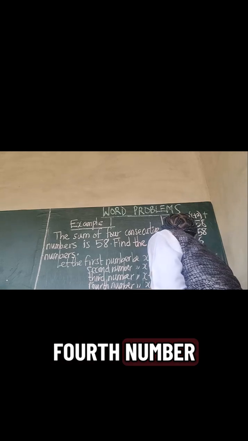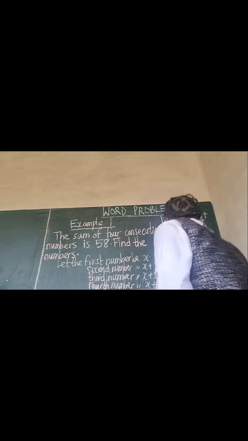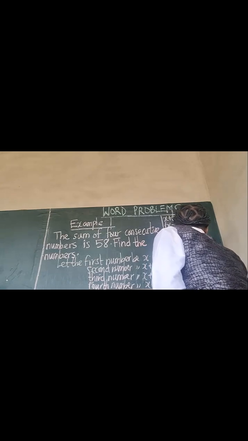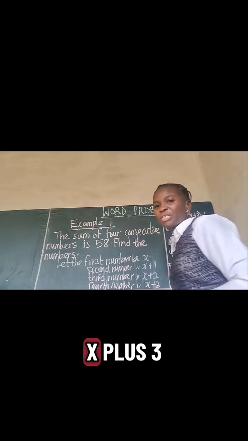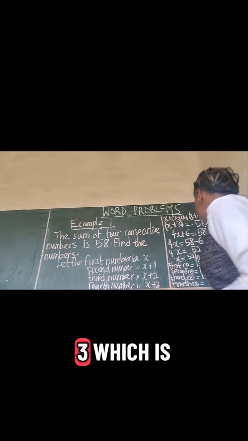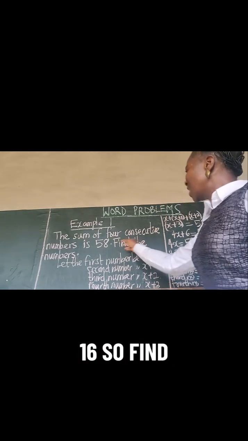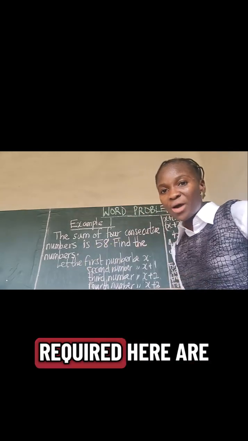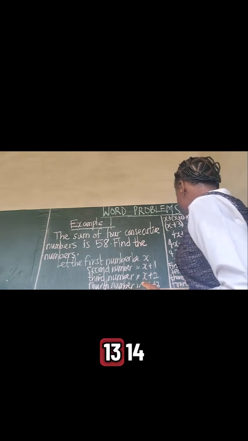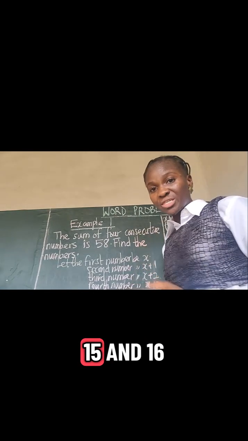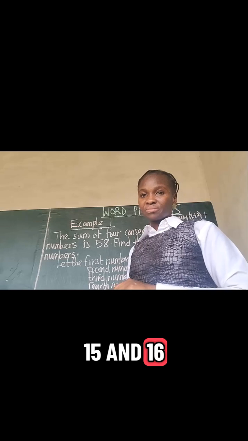Fourth number, x plus 3. X plus 3 is 13 plus 3, which is 16. So find the numbers. The numbers required here are 13, 14, 15, and 16.